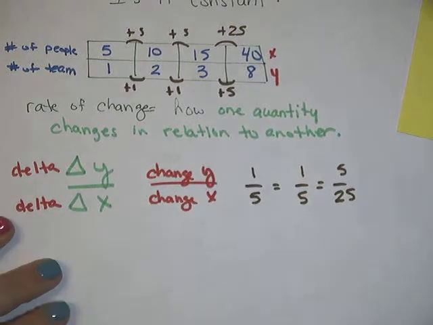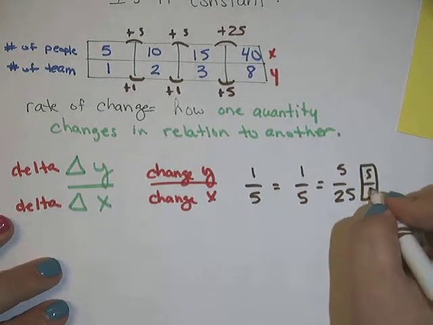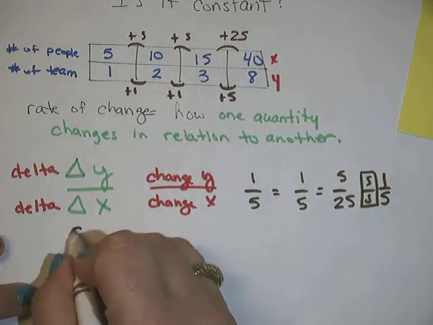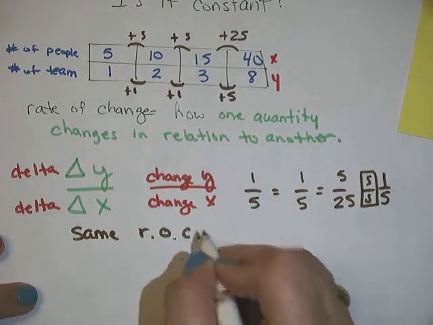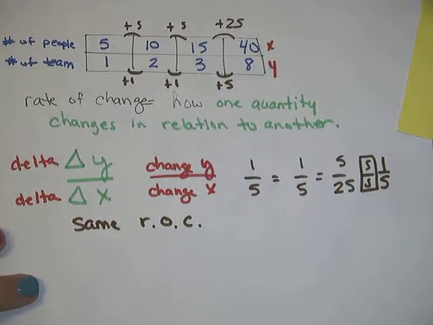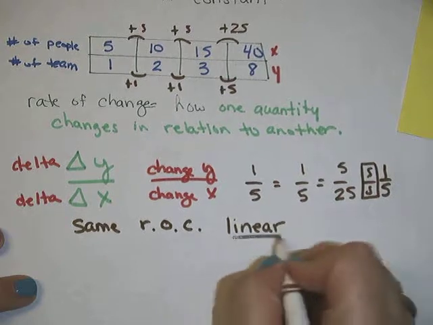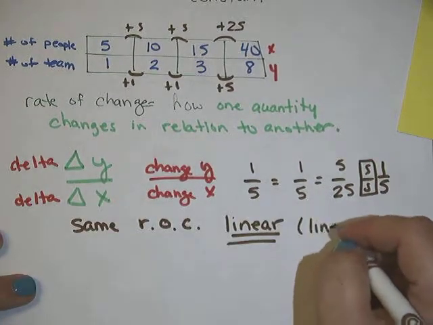Now you're wanting these to all be equal. Is 1/5 equal to 1/5? Yes. Is 1/5 also equal to 5/25? Yes, because you can do what? Simplify. So do these all have the same rate of change? Yes. So if they have the same, I'm going to put R.O.C. What do you think that means? Rate of change. They have the same rate of change, then it is linear.